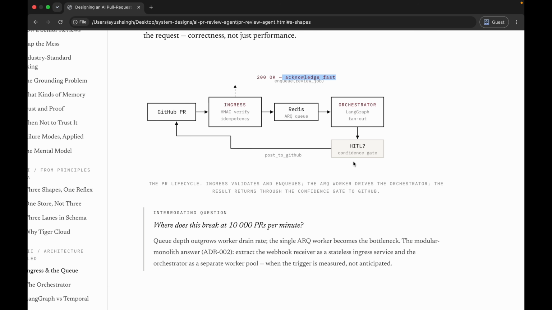So basically, one by one, this receptionist will keep handing orders to that particular chef to cook the food. Just imagine if you have just one guy who takes the orders and also builds the food, he will mess everything up. So there's one receptionist. That's why we have a modular monolith architecture where it extracts the webhook receiver as a stateless ingress service which stores jobs in Redis, which is ARQ. And then this gives them one by one to the orchestrator, which is a separate worker altogether.